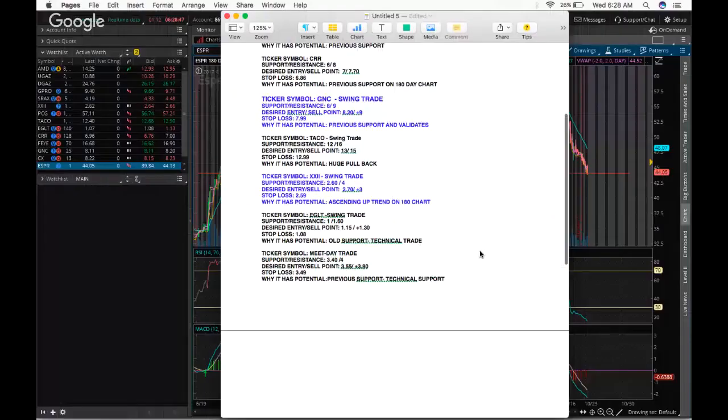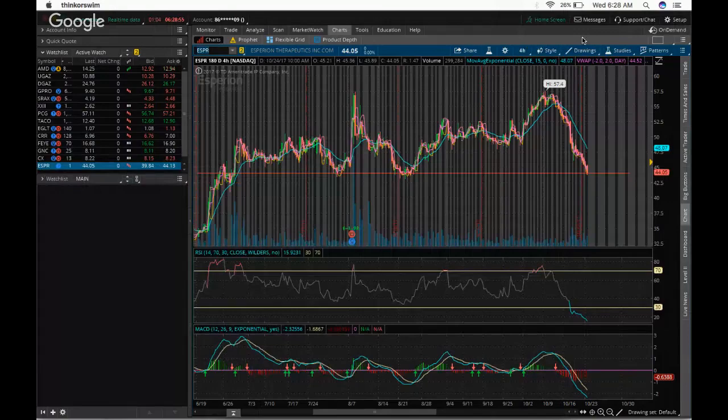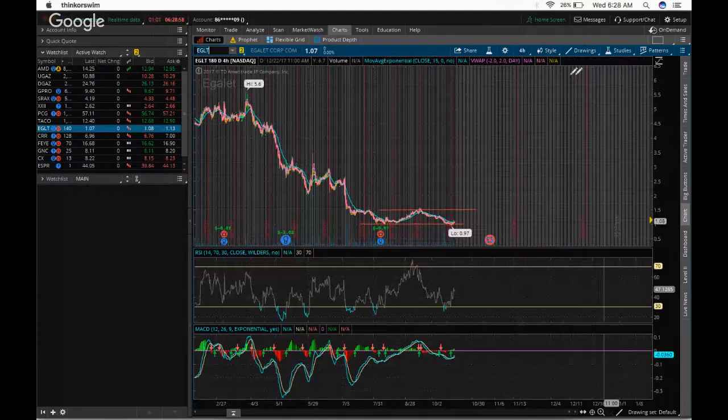I'm trying to keep it very simple for you guys, so when you guys are breaking down stocks yourself, you don't have to do too much of the legwork there. But other than that, the market's about to open in about 1 minute.